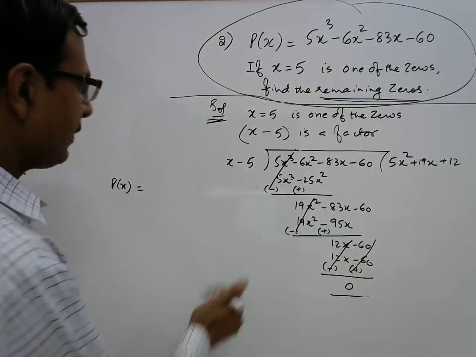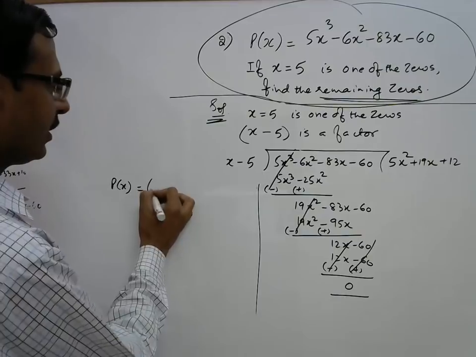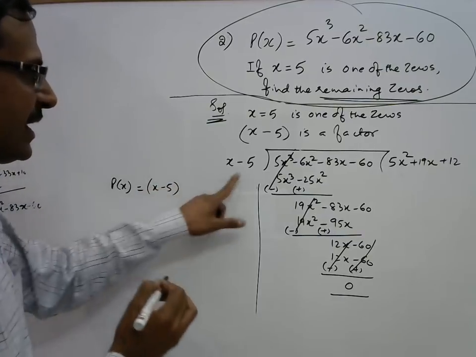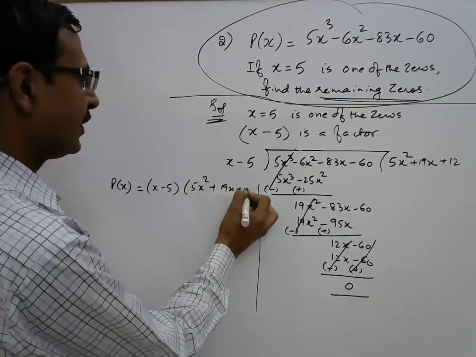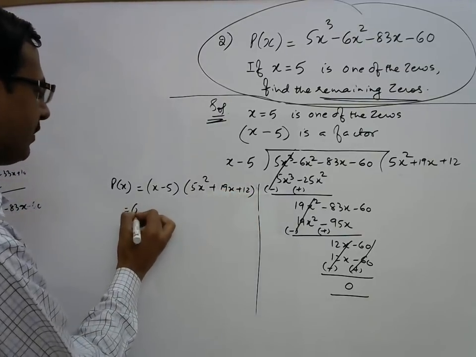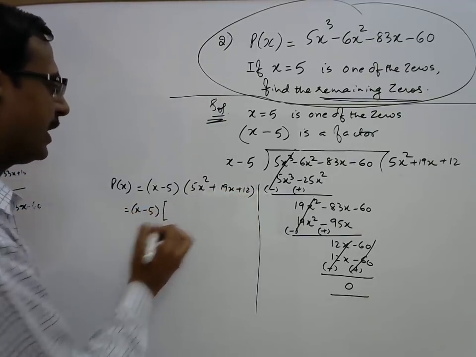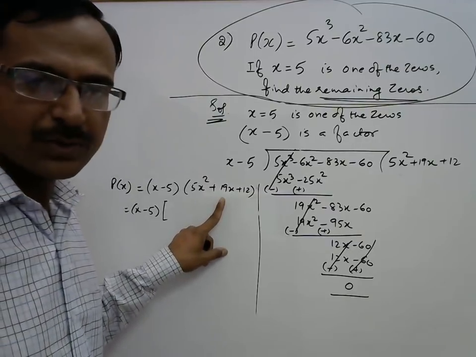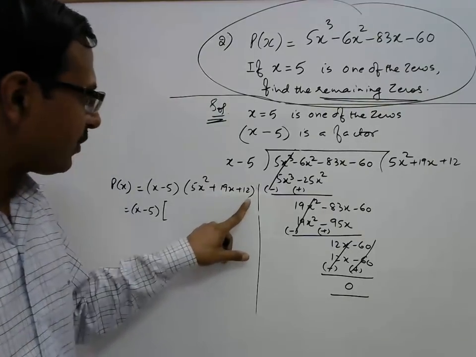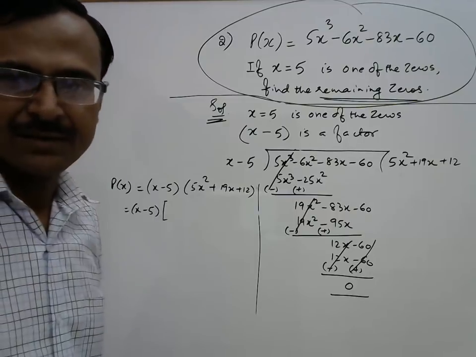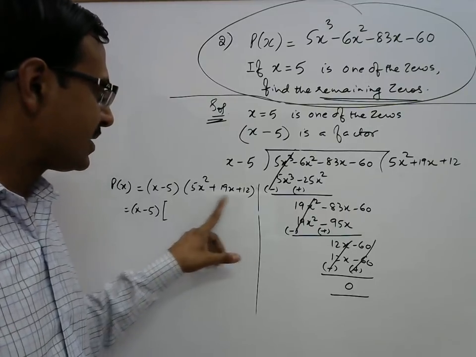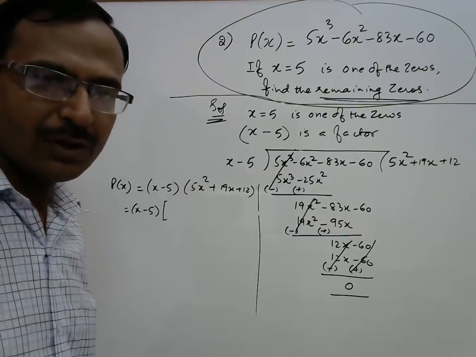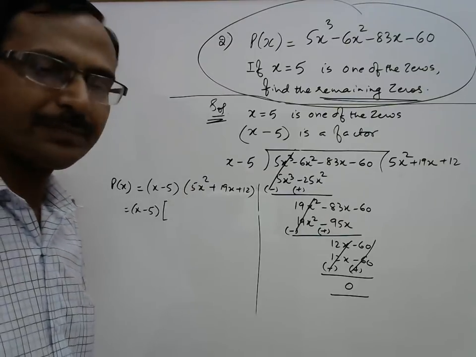Now the second part, the first is x minus 5 and the second is 5x square plus 19x plus 12. Now we need to factorize this using the method of splitting the middle term. Now you need to find two numbers whose sum is 19 and product is 60. So sum is 19 and product is 60. So we'll have all the positive numbers only.